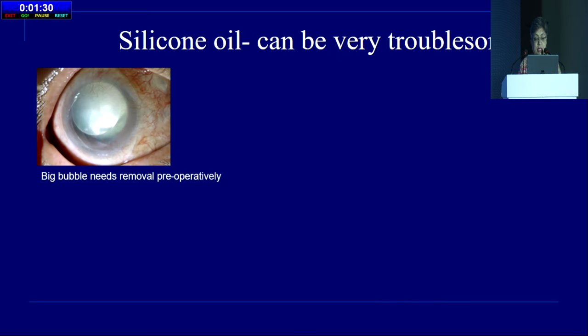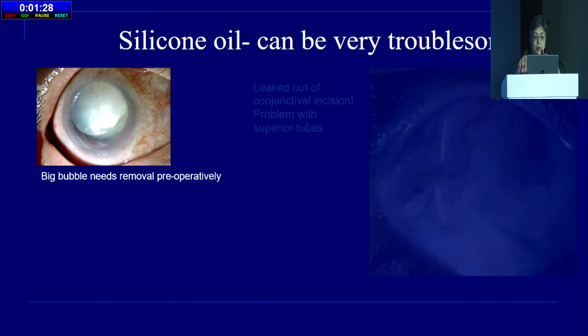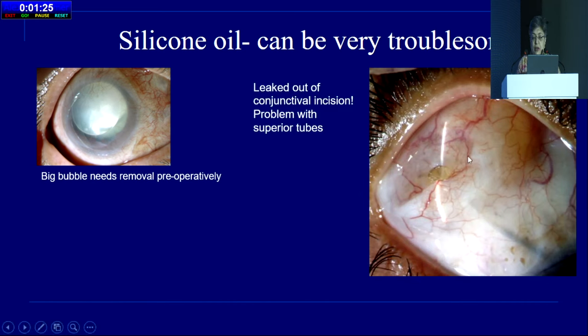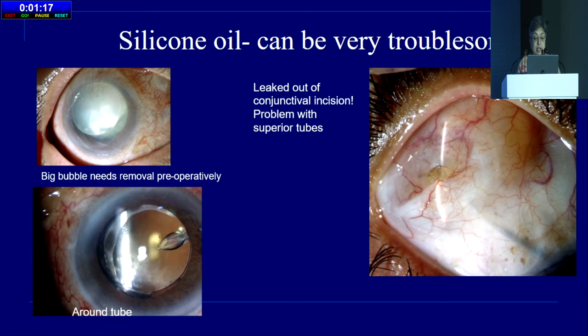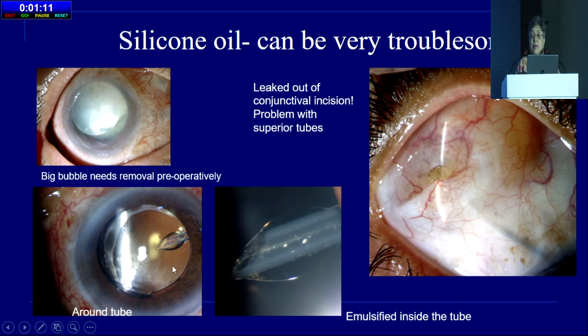Silicone oil can be very troublesome. A big bubble needs removal preoperatively, of course. Sometimes they leak out of the conjunctival incision, and these are the problems we've seen with superior tubes. You actually have silicone oil coming out of a little bit of an incision that's made. We've seen silicone oil around the tube, so these are patients who had nothing pre-op, and then you do the surgery, and then suddenly you see it blocking, and you can see these emulsified bubbles. These are inside the tube. So there's a big bubble at the mouth of the tube and silicone oil inside. So there's no point doing a second surgery and a third surgery if you don't see why the pressure is rising. So of course, this one just requires a removal more than anything else.